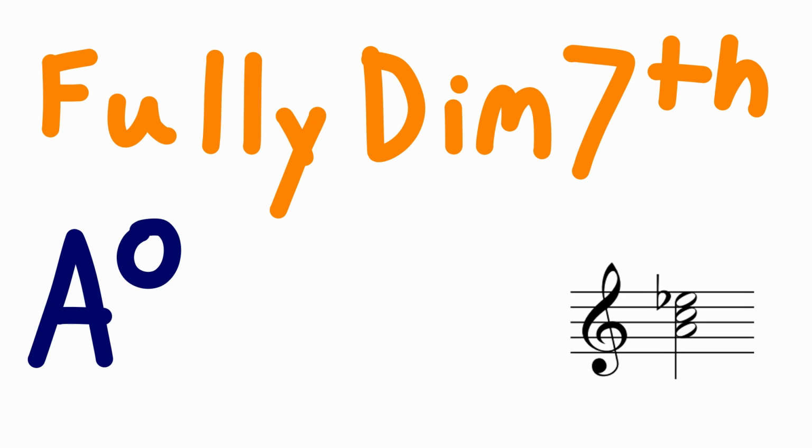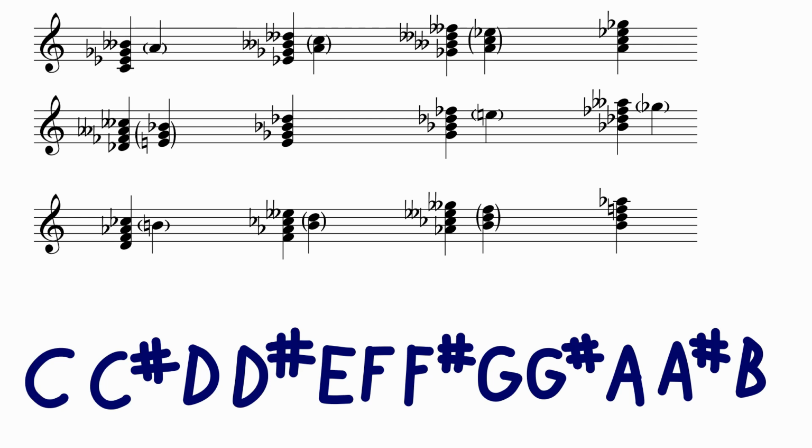Next, we have fully diminished sevenths. For these, we start with a diminished triad because diminished is in the name, and we add a diminished seventh on top because fully is in the name. The symbol for this is just adding a 7 next to the diminished symbol. These chords are extra fun because there are only 3 of them. Here, take a look. This makes these good transition chords from one key to another, like this.